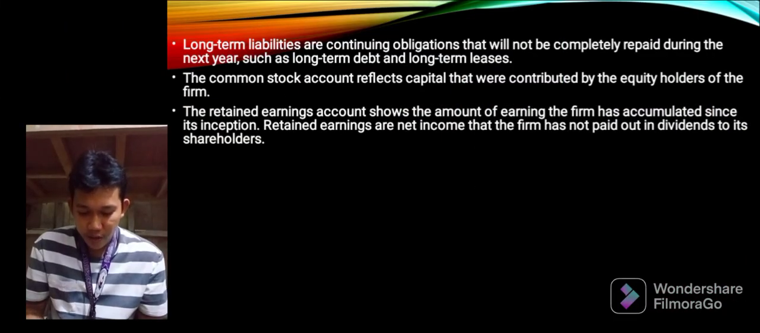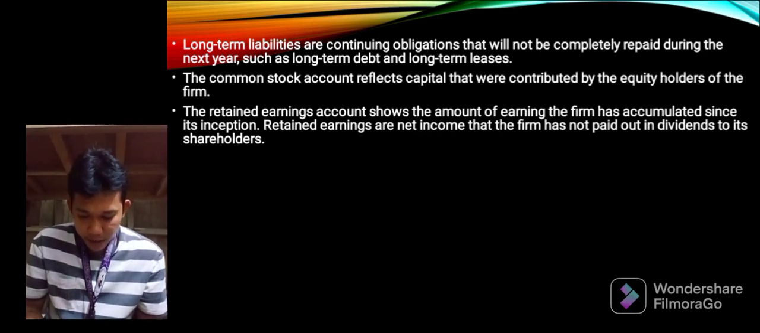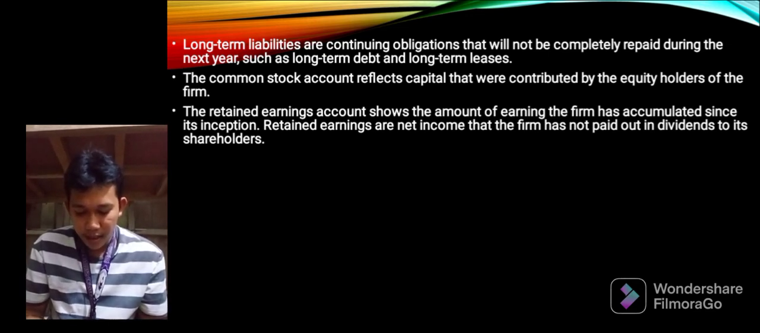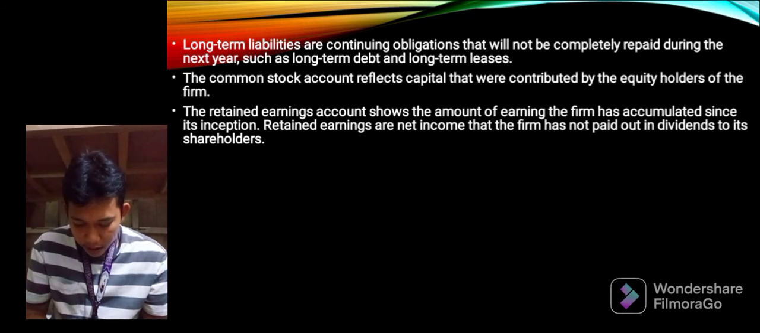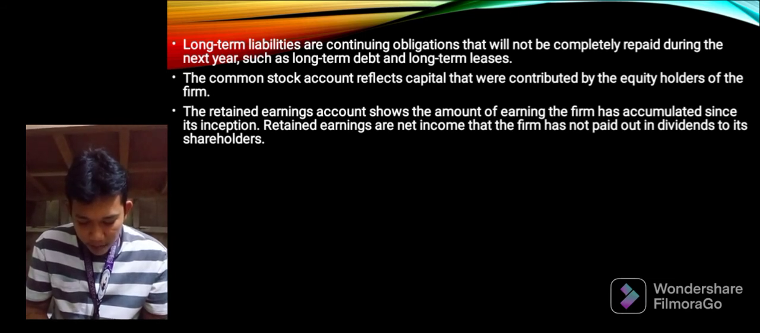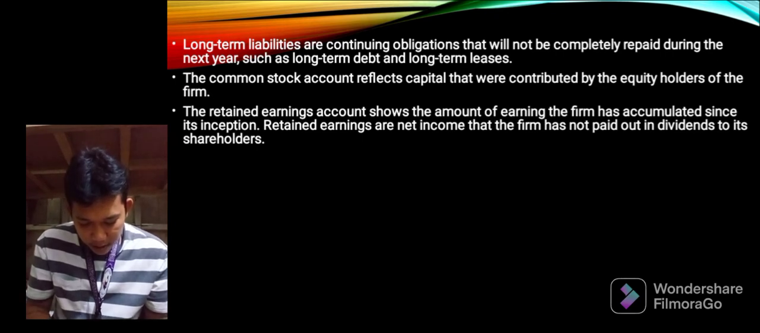Long-term liabilities are continuing obligations that will not be completely repaid during the next year, such as long-term debt and long-term leases. The common stock account reflects the capital that was contributed by the equity holders of the firm. The retained earnings account shows the amount of earnings the firm has accumulated since its inception, that is, net income that the firm has not paid out as dividends to its shareholders.